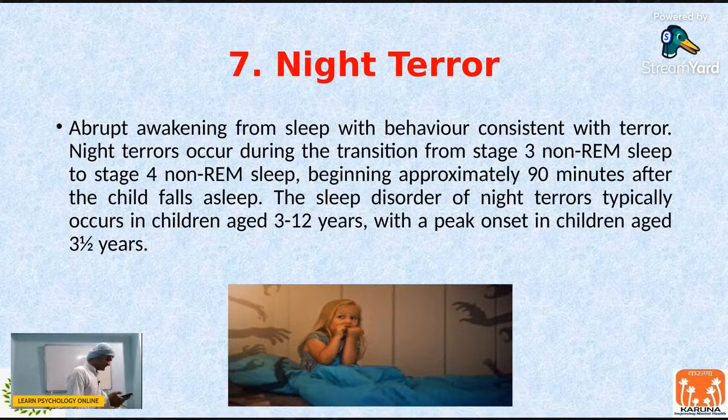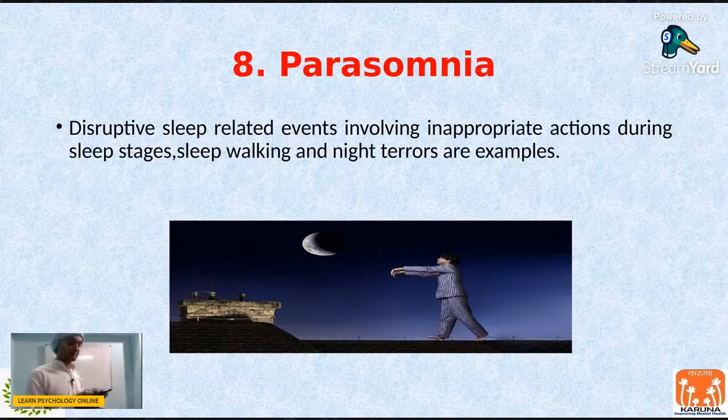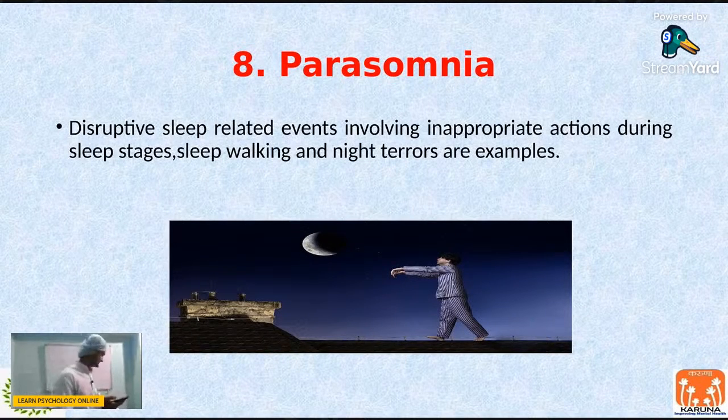And the eighth one is parasomnia. Parasomnia is a disruptive sleep-related event involving inappropriate action during sleep stages. Sleepwalking and night terrors are examples.